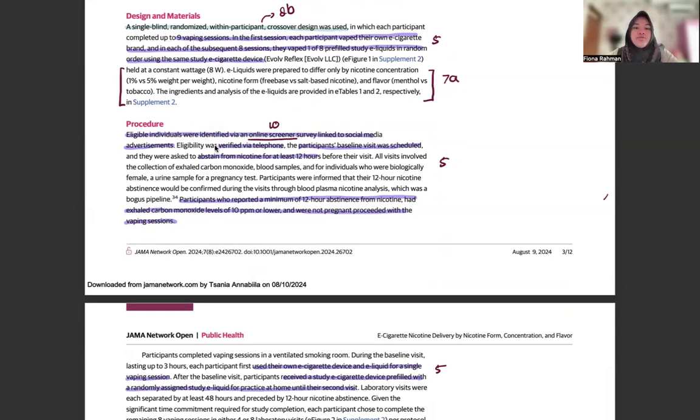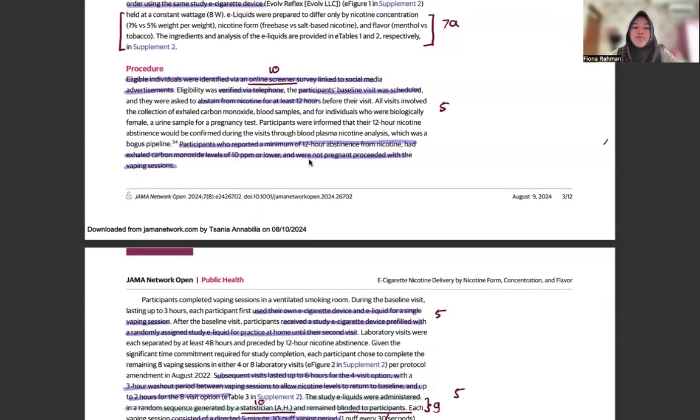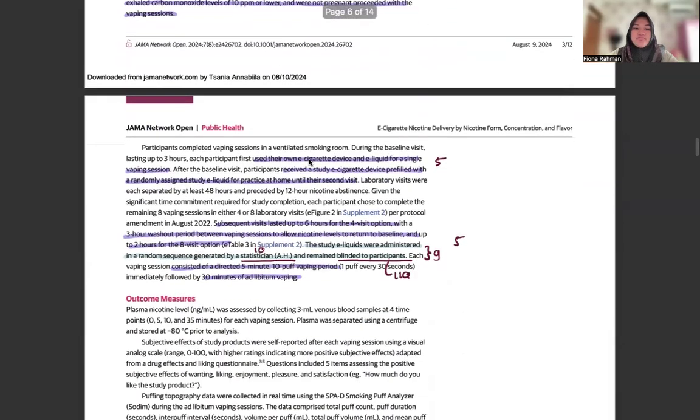The eligibility was verified via telephone. The participant baseline visit was scheduled, and they were asked to abstain from nicotine for at least 12 hours. Participants who reported a minimum of 12 hours of nicotine abstinence and had an exhaled carbon monoxide level of 10 ppm or lower, and were not pregnant, proceeded with the vaping session.